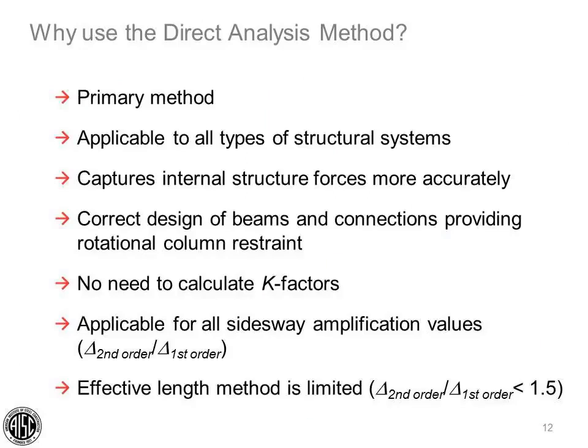So if we've been using the effective length method, why should we now switch to the direct analysis method instead? First of all, it's now the primary method for stability analysis and design. It's applicable to all types of structural systems, such as moment frames, brace frames, and combined lateral systems. The direct analysis method captures the internal member forces more accurately. It results in the correct design of beams and connections, providing column rotational restraint and stability. And there's no need to calculate K factors. K is always equal to 1.